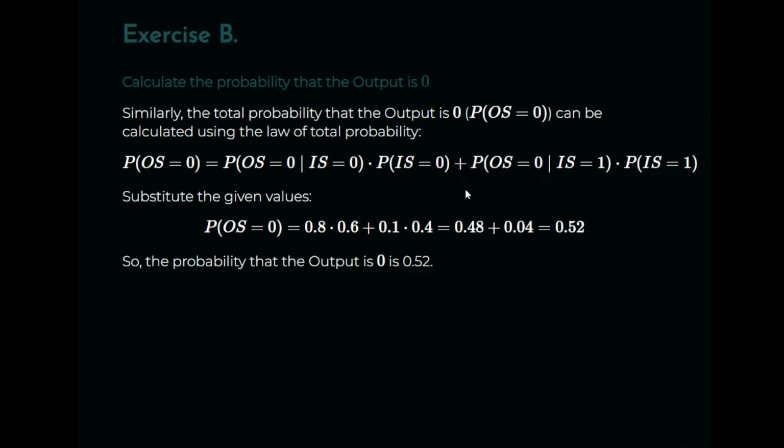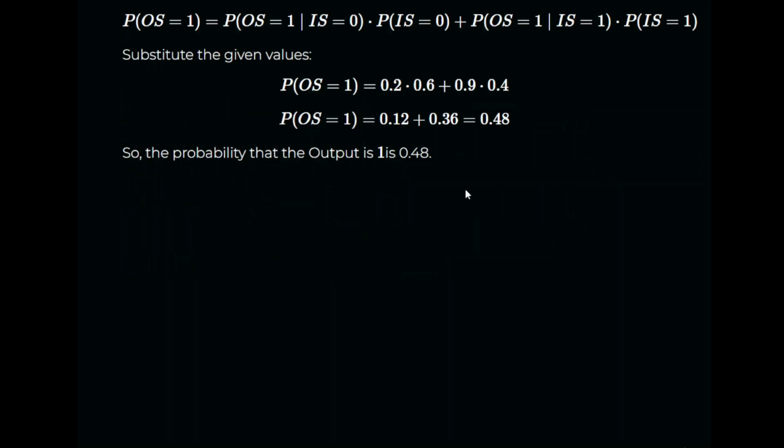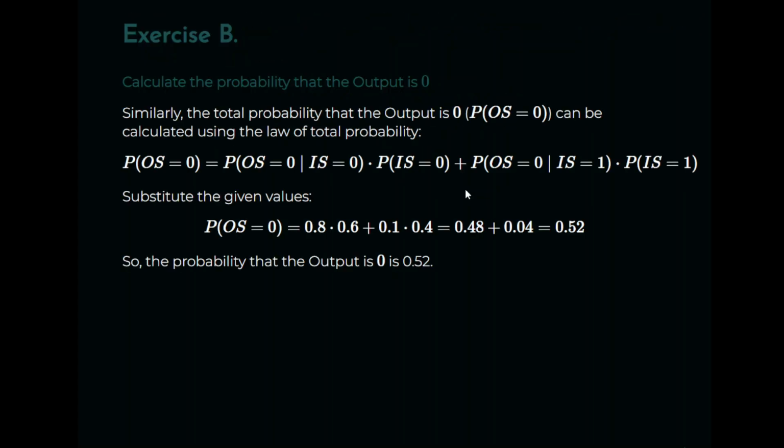Anyway, so that is 0.8 times 0.6 plus 0.1 times 0.4. And that is 0.48 plus 0.04, and that is 0.52. So the probability that the output is 0 is 52%. And if you think about it, that is the complement of this here. Okay, so we can only have two outputs, 0 and 1. So this is 48%, this has to be 52%. Okay, which is actually a perfectly fine way of specifying that answer. It's perfectly justifiable just to use the result in exercise A.